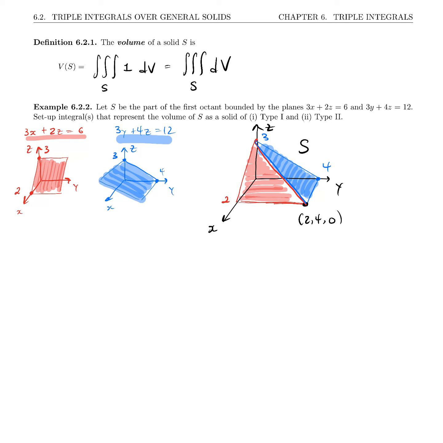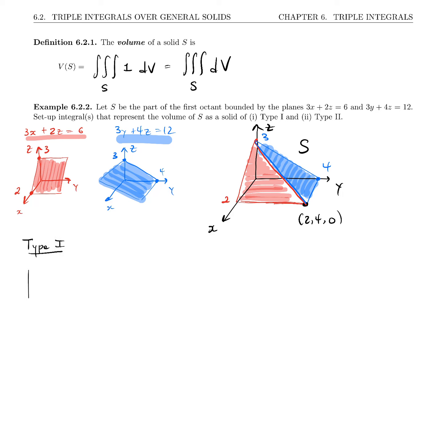Now we're asked to set up the volume, so we want the triple integral over S of 1 dV. So let's imagine this as a type 1 solid. That means we need a bottom surface. Well, the bottom surface is clearly the xy plane if we're in the first octant, and then a top surface, and that's a bit problematic. We have 2 top surfaces. So here it is. We'll set this up as a type 1.